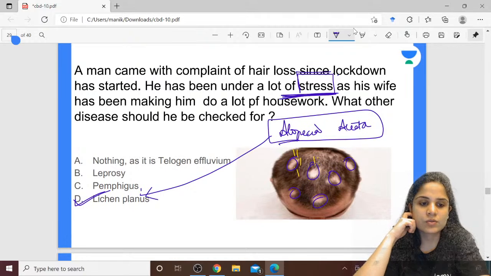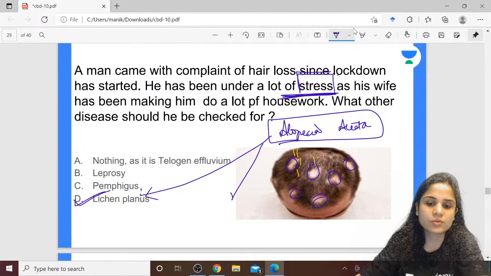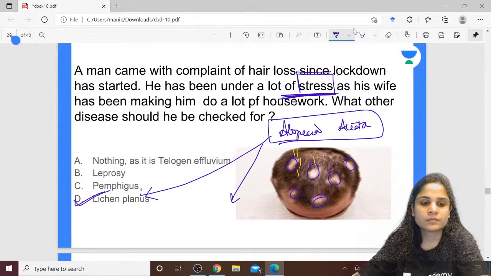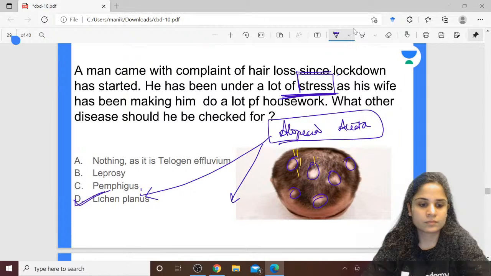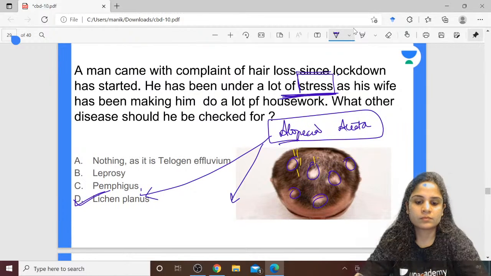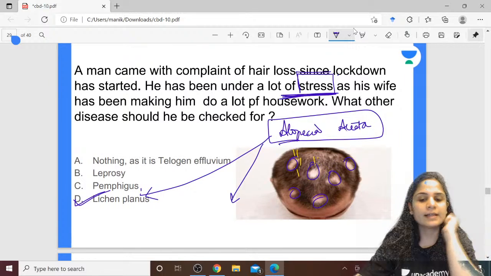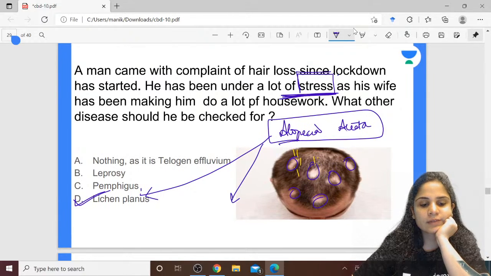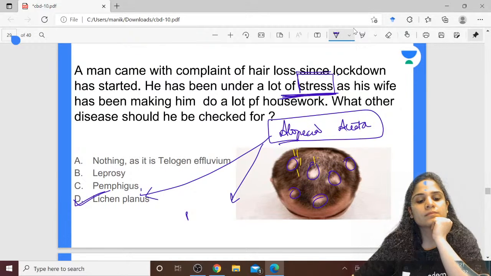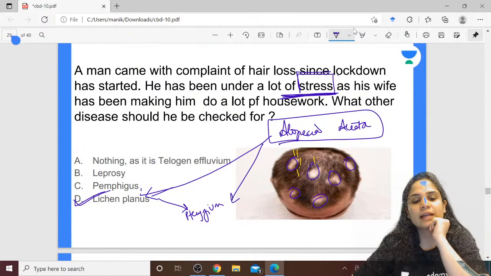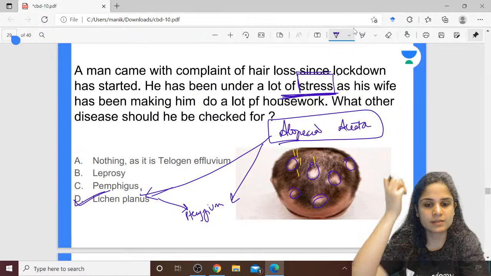Alright. Now, one more thing I wanted to ask you guys. What is the nail condition that is associated? If I say alopecia areata is associated with a nail condition, then tell me, what is the nail condition associated with alopecia areata? We recently just did it a few slides ago. Yes, absolutely correct. No, not pitting. The nail condition that is associated with it is pterygium, correct? Because in lichen planus we get pterygium, in lichen planus we get alopecia areata. So the nail condition associated with it is pterygium.